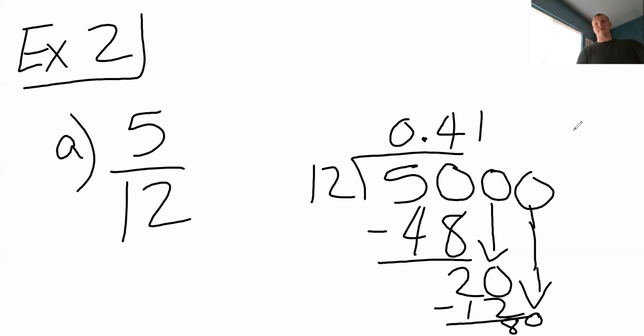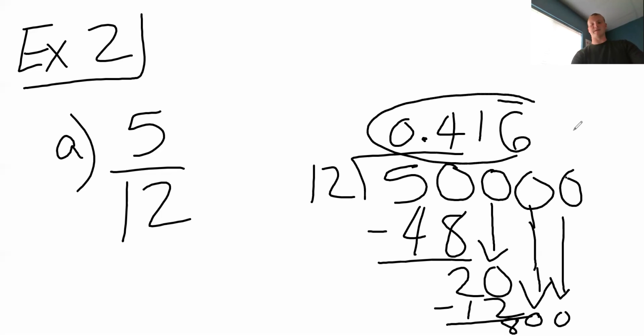I gotta look. Yeah, just times 6. And so from there, we would add another 0 because 6 times 12 is going to be 72. And we're going to have a remainder of 8 again, and that's just going to keep on repeating. So I'm going to put my bar over the top of my 6. That's going to be my answer. 0.416 repeating. Okay.